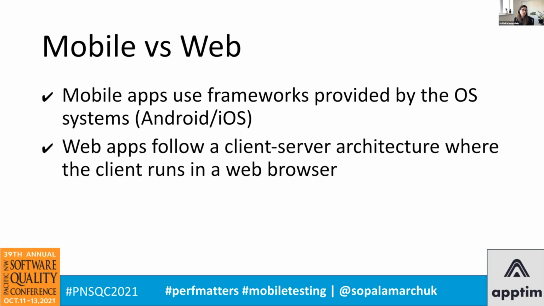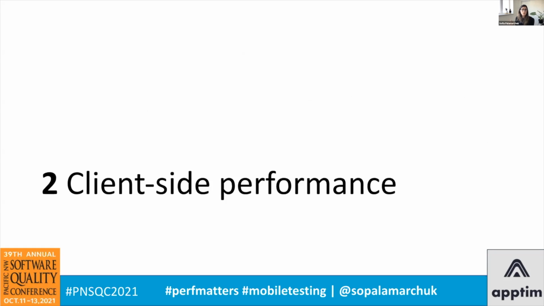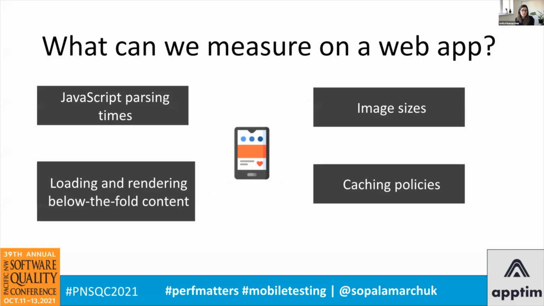So we need to understand that we're going to be measuring and monitoring different things when we talk about a website versus a mobile app. Now that I've discussed a bit the differences between both web and mobile apps, I'm going to cover the different things that we can measure. I'm going to provide examples of different things that we can measure in terms of performance on the client side.